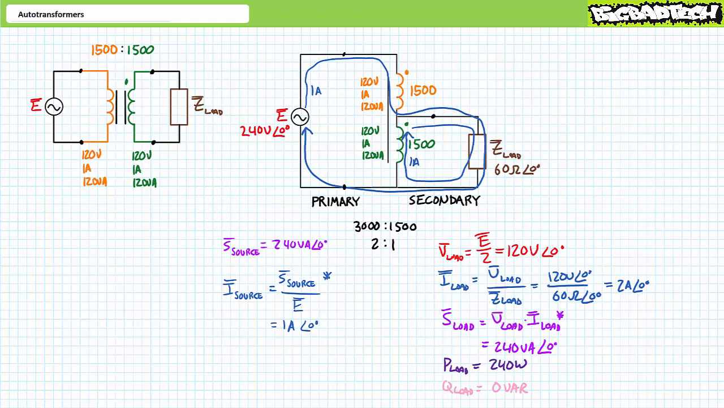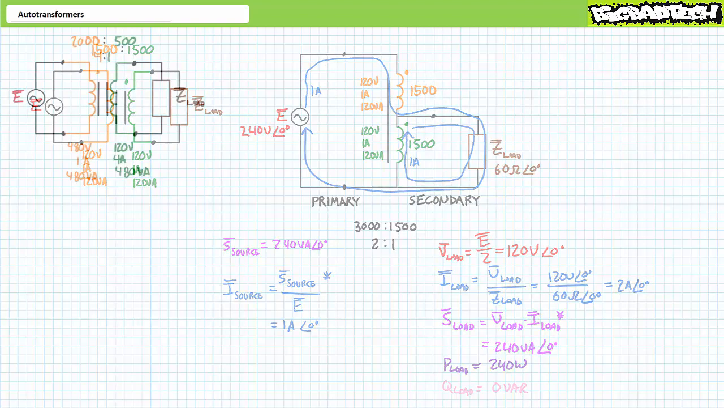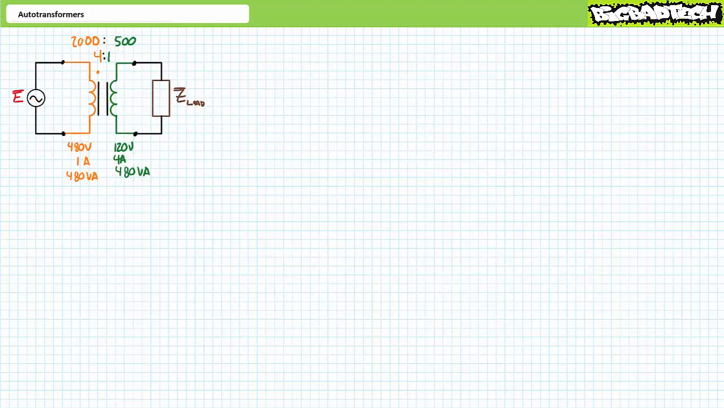I should note that a doubling of power rating is the maximum one might expect to achieve for an autotransformer. Other turns ratios do result in more power transfer, but not quite double as that of a traditional transformer with isolated primary and secondary windings. As an example, consider a traditional 4-to-1 step-down transformer with a 480 volt and 1 amp rated primary and a 120 volt 4 amp rated secondary for a total rating of 480 volt amperes.